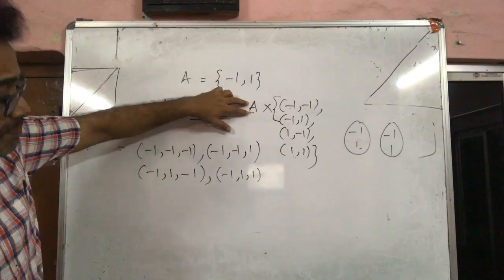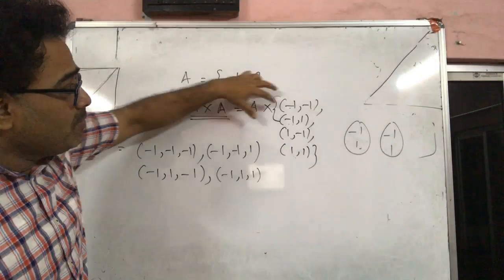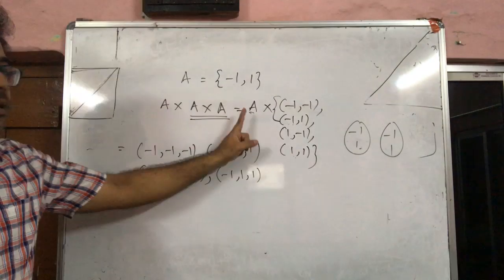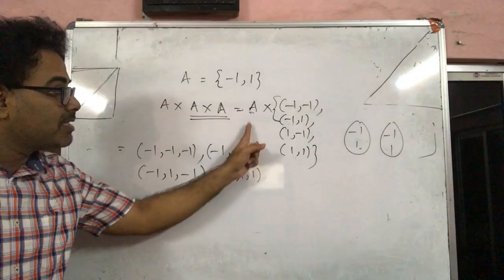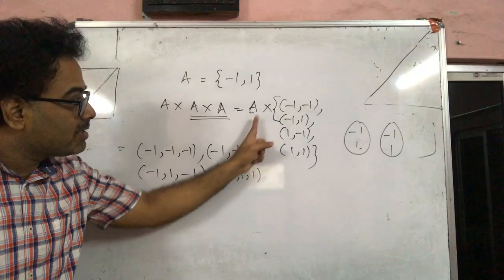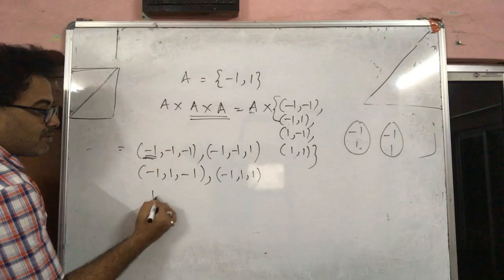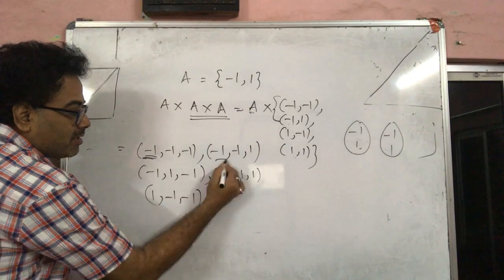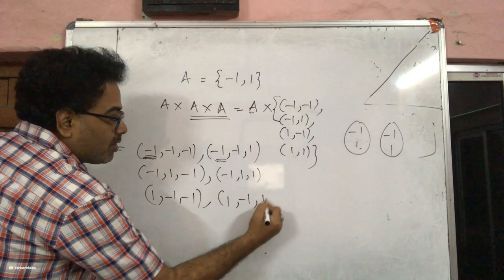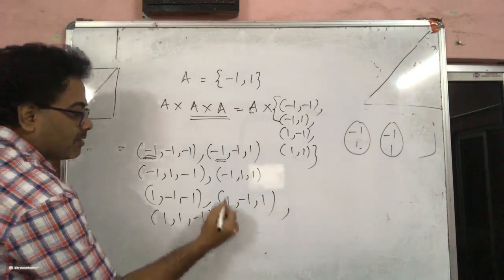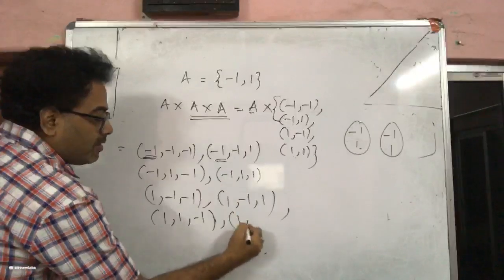So minus 1 is linked to these various elements of the other set. Now another element is left, which is 1. So 1 is linked to that, 1 is linked to that. Change these minus 1s to 1: 1 minus 1 minus 1, then changing gives 1 minus 1 1, 1 1 minus 1, 1 1 1.